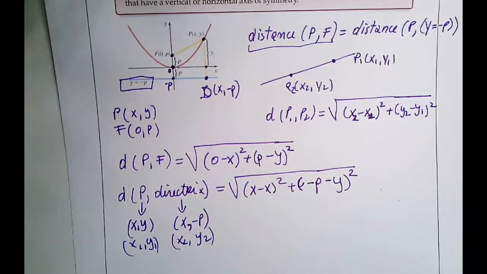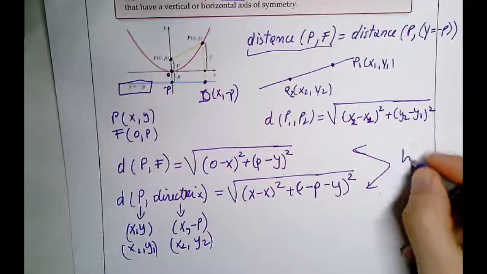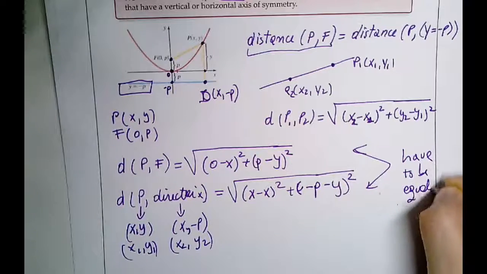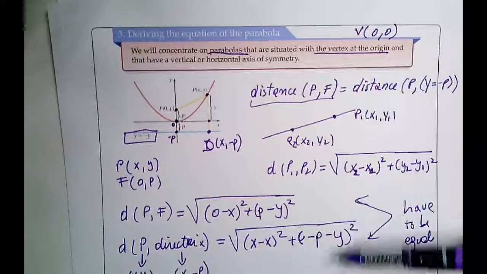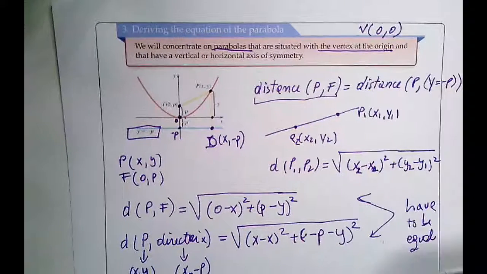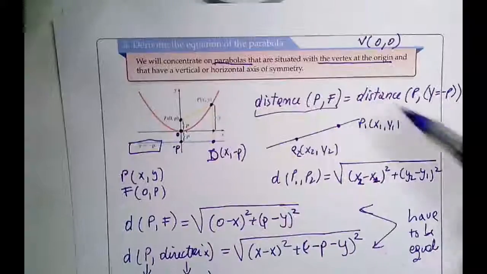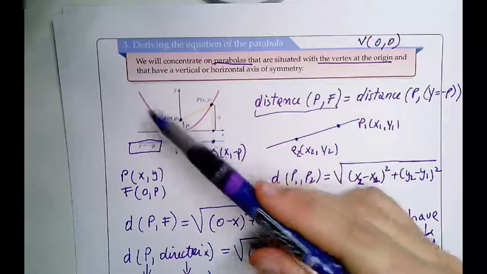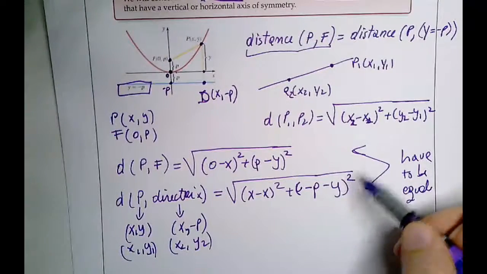Okay, so these distances have to be equal, because that is the definition of a parabola. So this is how we're going to get the formula. I don't want to just give you the formula and say, okay, this is it, go ahead and use it. So let's see how to get the formula for the parabola. Alright, so these distances have to be equal.